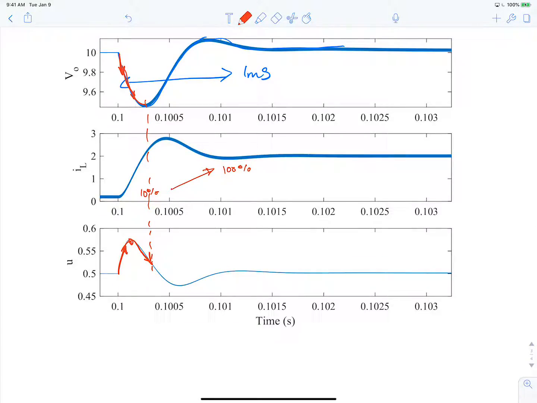All right, thank you. This concludes this section on a voltage mode controller design for a boost converter.